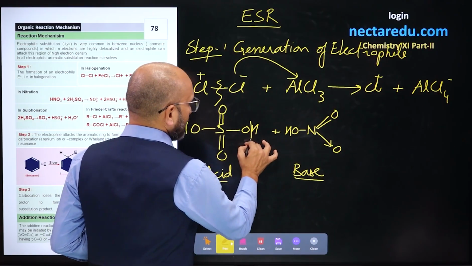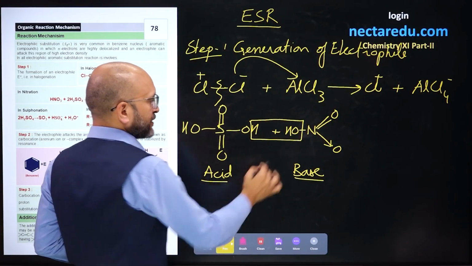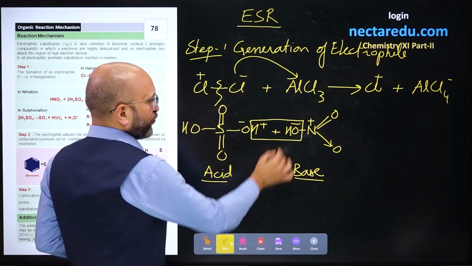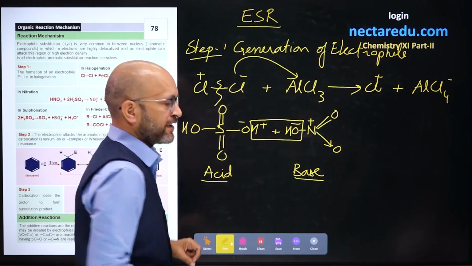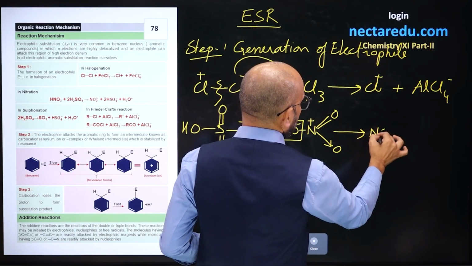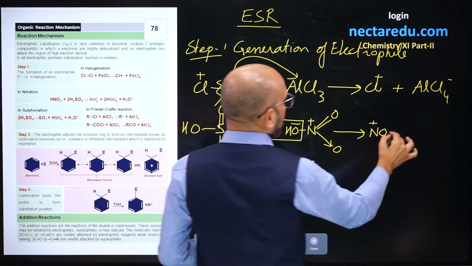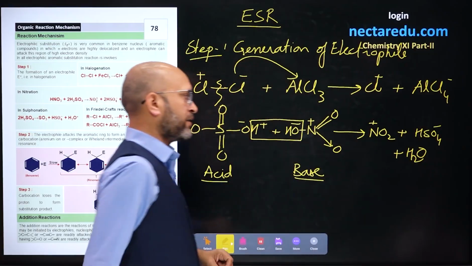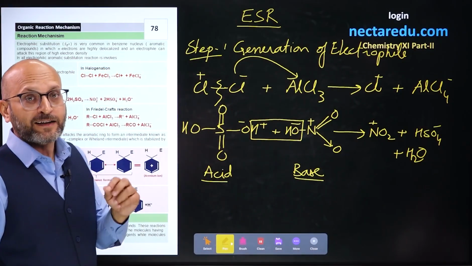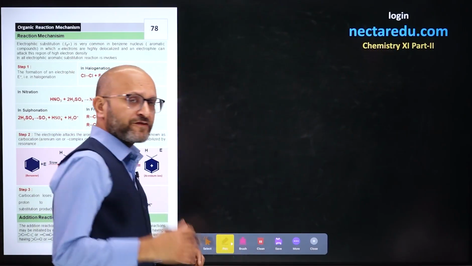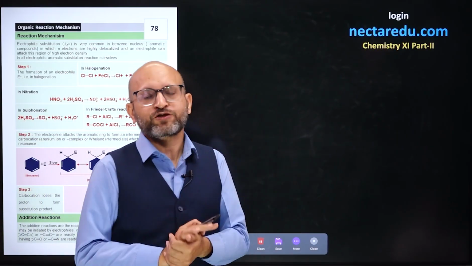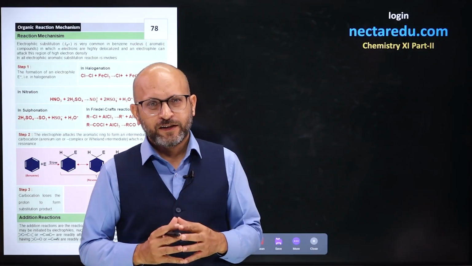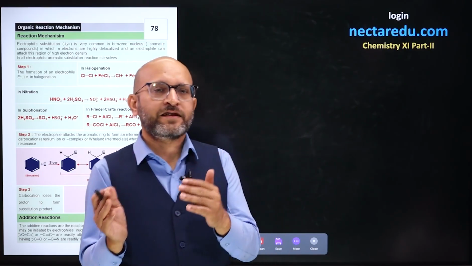So sulfuric acid gives H plus and nitric acid gives OH minus. This nitrogen gets a plus here. So water is removed and NO2 plus is generated. What we get here is NO2 plus, which is the electrophile for nitration, then HSO4 minus, and along with that we get water. So this is electrophile generation in nitration. Similarly, we have sulfonation where the electrophile is SO3. We take oleum, a mixture of sulfuric acid and SO3. SO3 is present in oleum, so it is used as such.